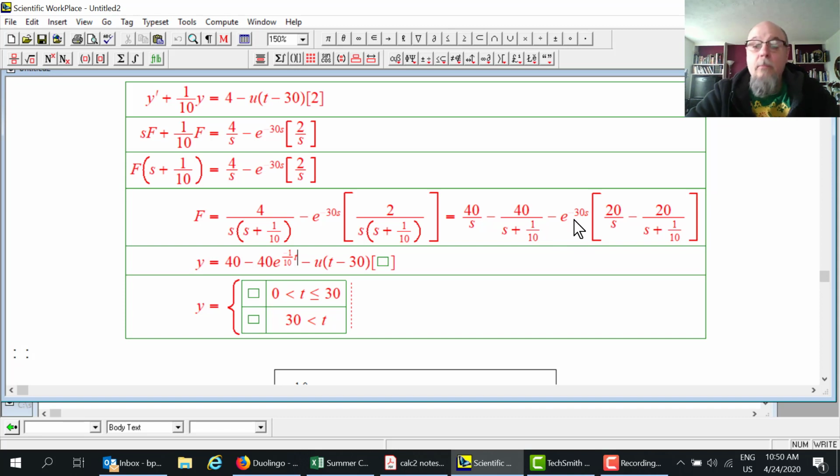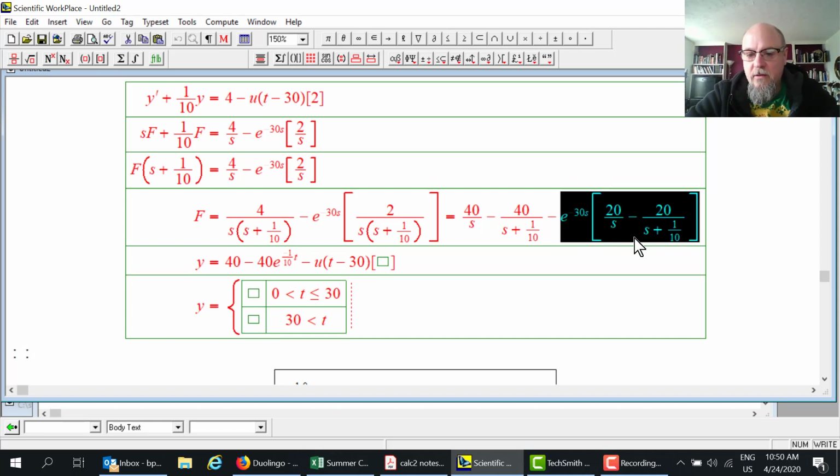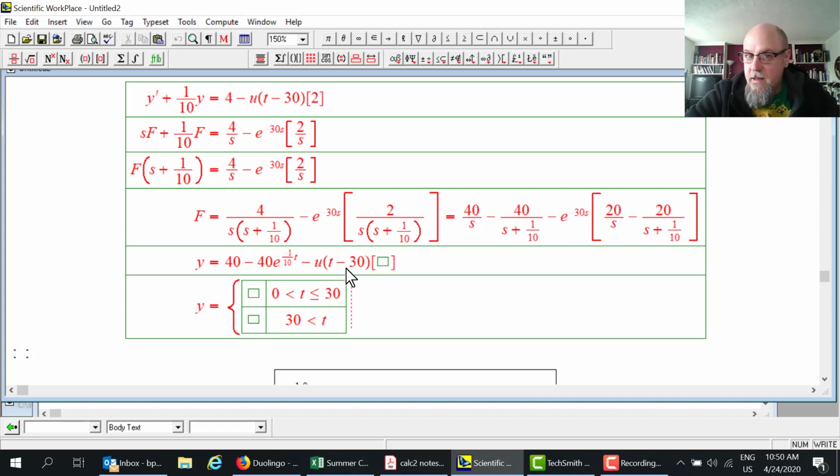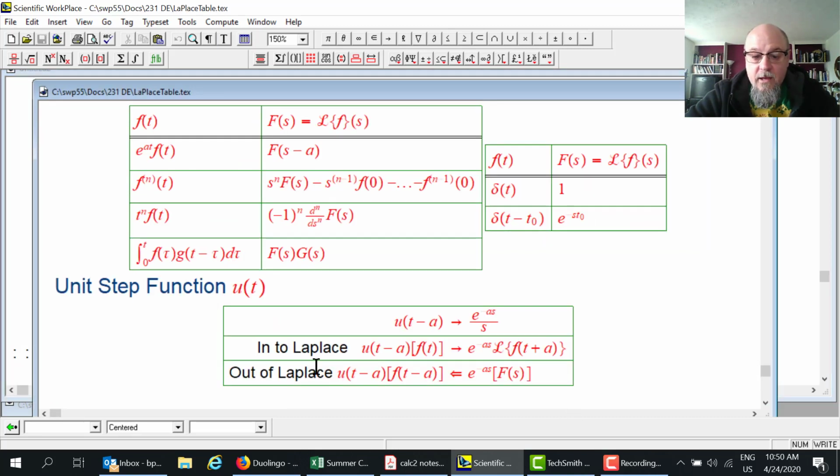Now I'm going to unlaplace this piece. So the e to the minus 30s is going to unlaplace to be that Heaviside step function. Let's go back to our chart. Getting out of the Laplace world.